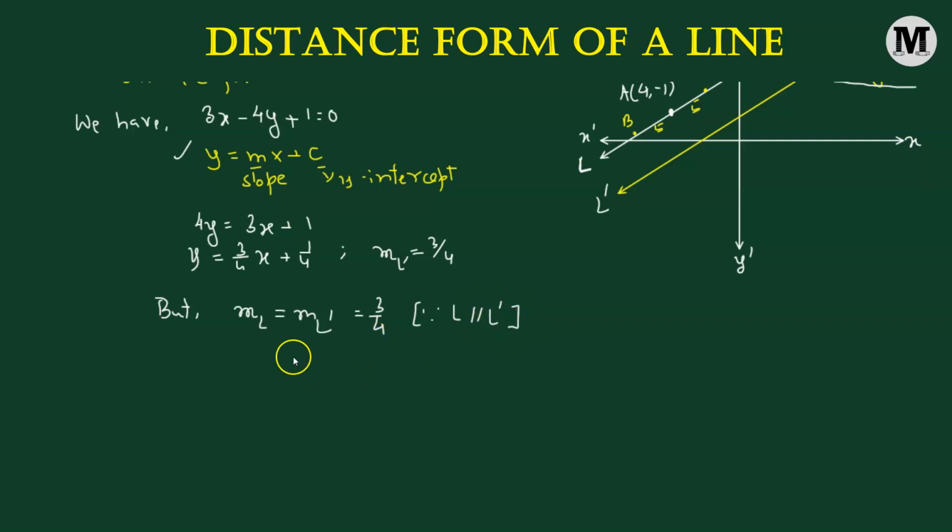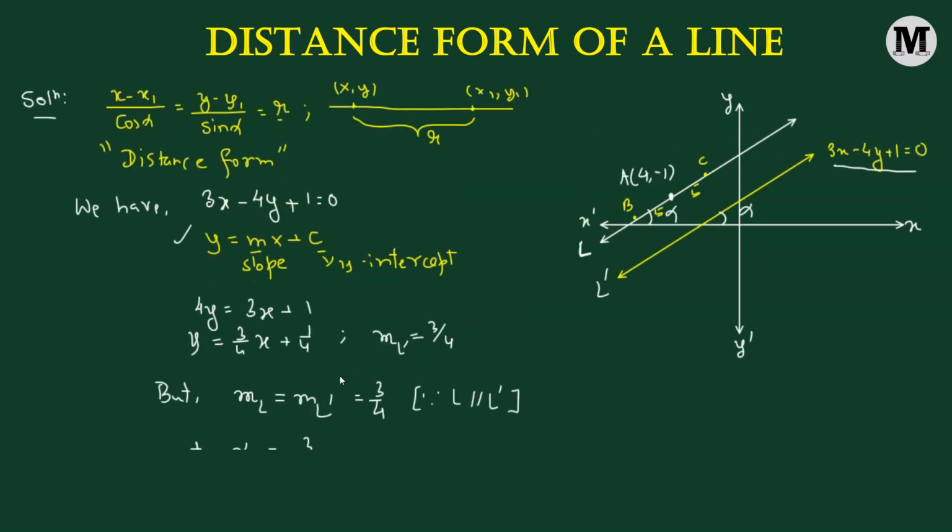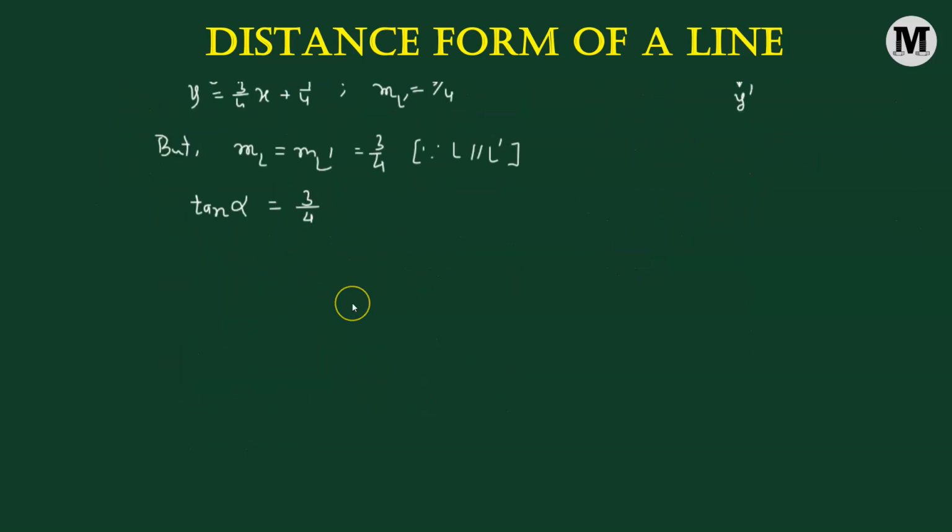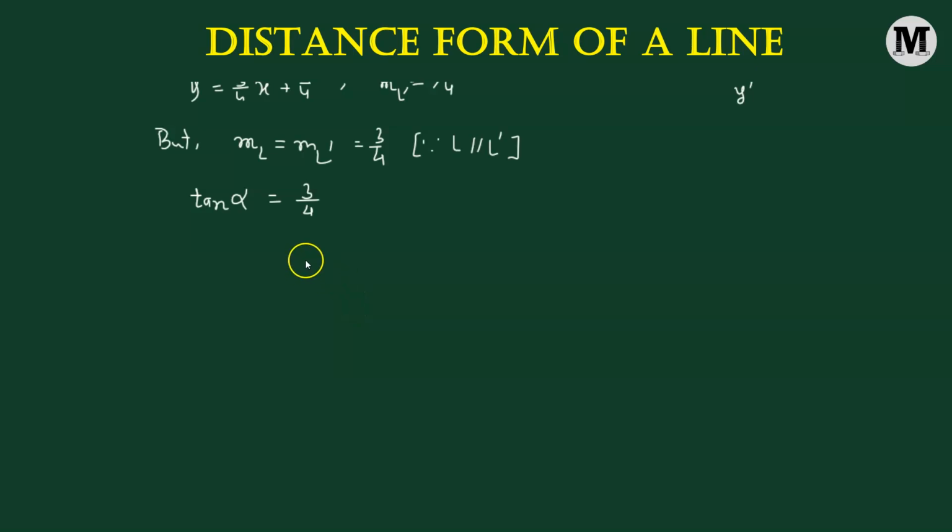Okay, so we've obtained the value of m L. And we know what m L is. This is simply the tangent of the angle alpha, where alpha is the angle that the line makes with the positive x-axis. If this is angle alpha, obviously the line L also makes an angle alpha with the positive x-axis. So tangent of alpha comes out to be 3 over 4. But if we look at the problem, in the distance form we need cosine alpha and sine alpha. We have only tangent of alpha. So we need to figure out the values of cosine of alpha and sine of alpha.